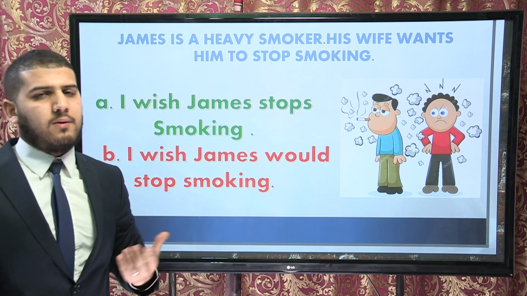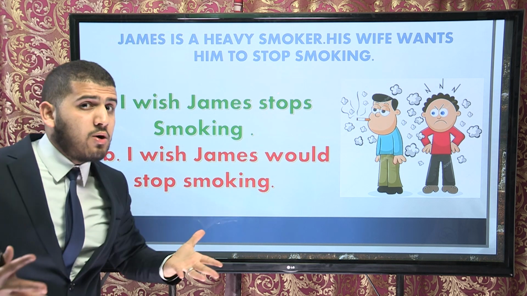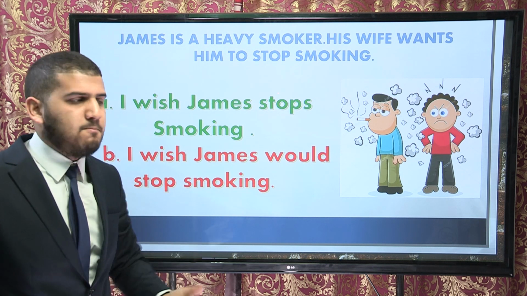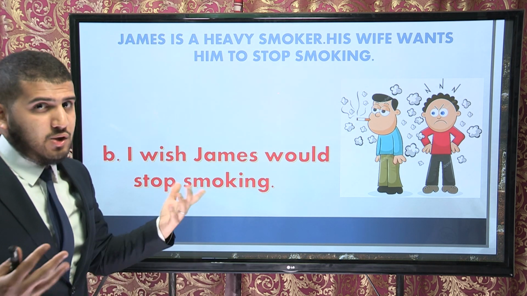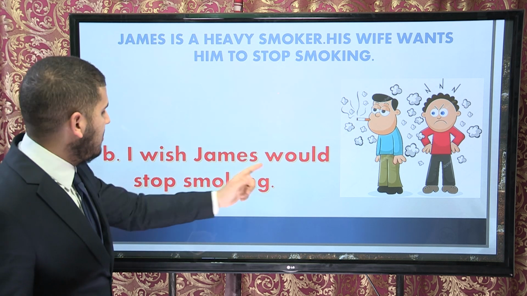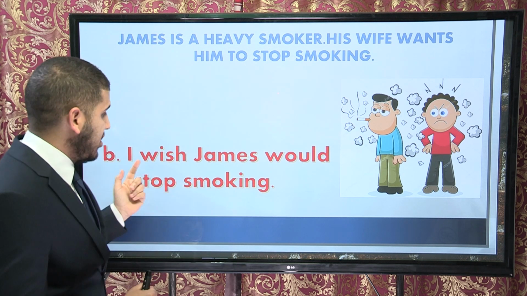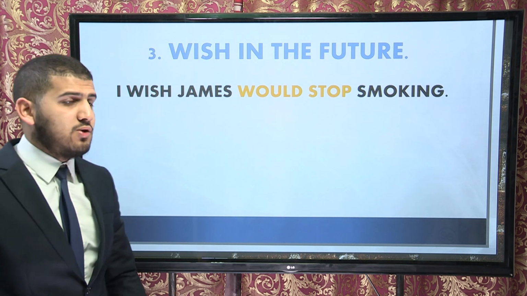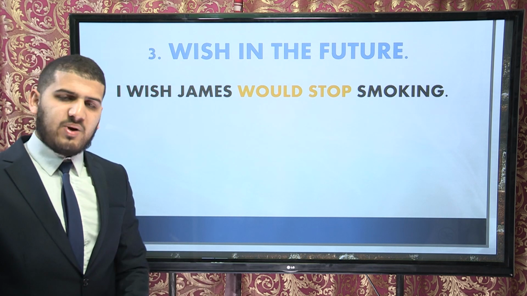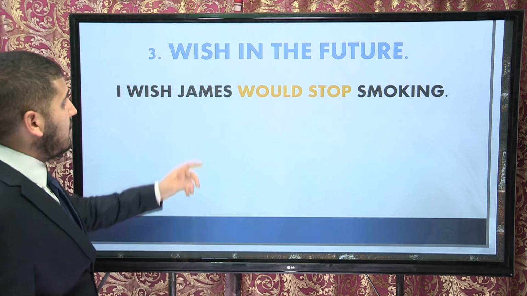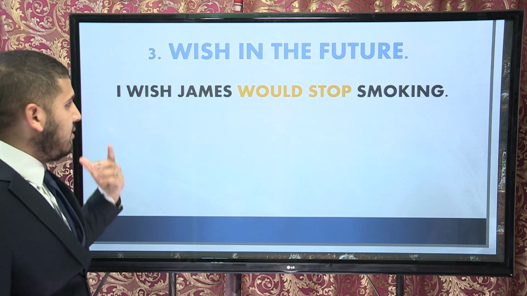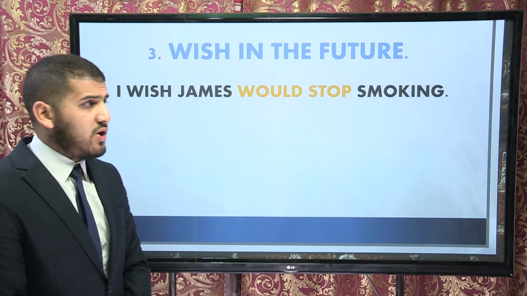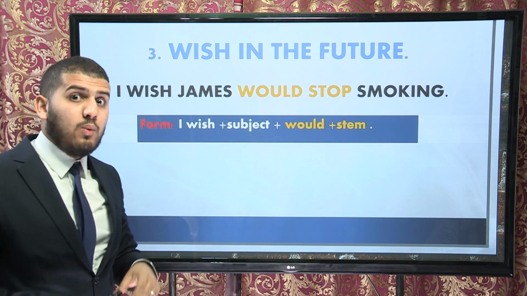Try to think about it. James is a heavy smoker. What is the wish of his wife? What would she say to him? She would tell him, I wish James would stop smoking. So this leads us to the third situation of expressing wish, which is expressing wish in the future. Example, I wish James would stop smoking. If you want to express a wish in the future, you need to use the following form.